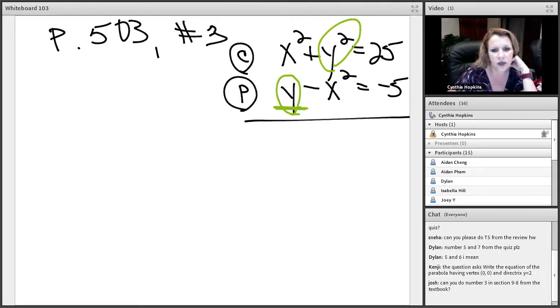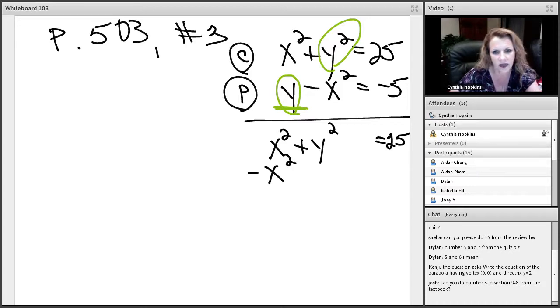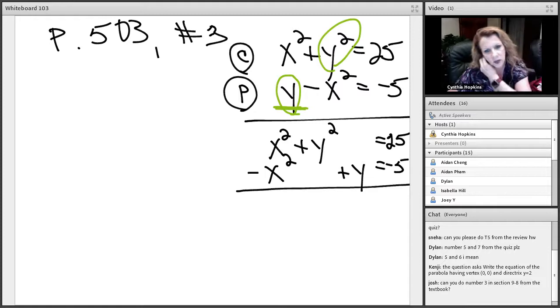Okay, so here's how I'm going to rewrite this. The x squared plus y squared, I'm going to leave that alone and leave some room before I write equals 25. And now look at the second equation. I'm going to rewrite it. I'm going to write negative x squared first, and then where that blank was, I'm going to put plus y equals negative 5. So see how I'm lining up my x squares, I'm lining up my equal signs, I'm lining up my constant terms, but I'm making sure that the linear y does not line up with the quadratic y. Okay, these are ready to be added.